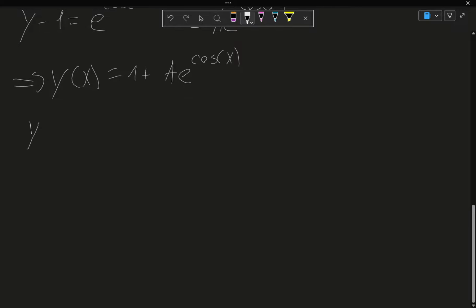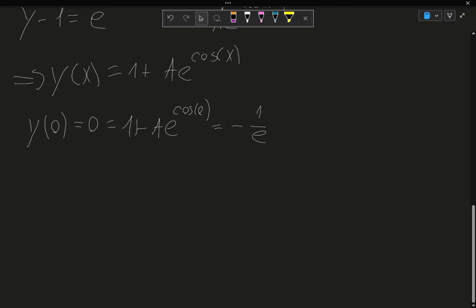We have the condition that y of 0 is equal to 0, which should be equal to 1 plus a e to the cosine of 0. And if we solve everything, the cosine of 0 is 1. So we have 0 is equal to 1 plus a e to the 1, which means a is minus 1 over e. Note that if we have 1 divided by e negative, we would just have minus 1, and 1 minus 1 is 0.